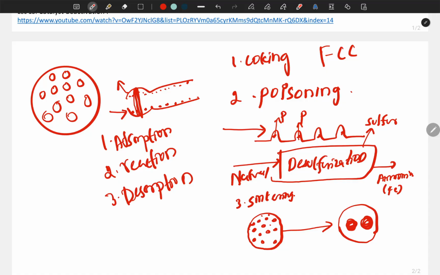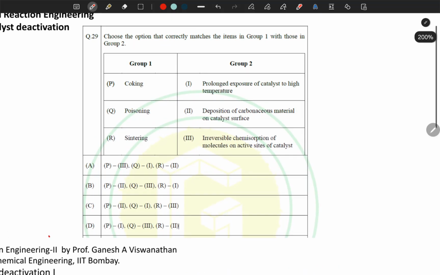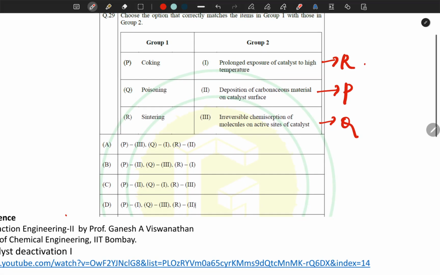So from the above discussion, we can conclude that coking is deposition of carbonaceous material on the catalyst surface. Poisoning is irreversible chemisorption of molecules on active sites of the catalyst. Sintering is prolonged exposure of the catalyst to high temperature. So P2, Q3 and R1, option B is correct.